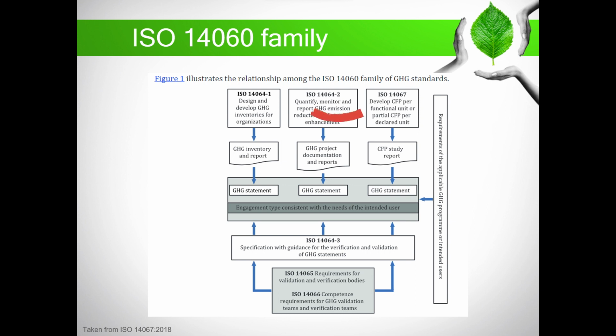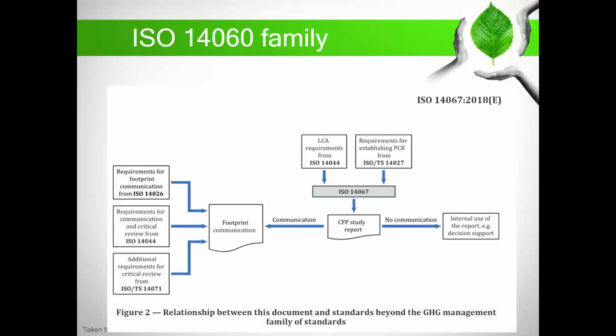The difference between 67 and 64 is that 67 focuses more on products or services, in order to think about placing some label, visible, reliable, and distinctive, for the consumer, while 64 focuses on projects or organizations in general. That is why we selected this standard for our course.